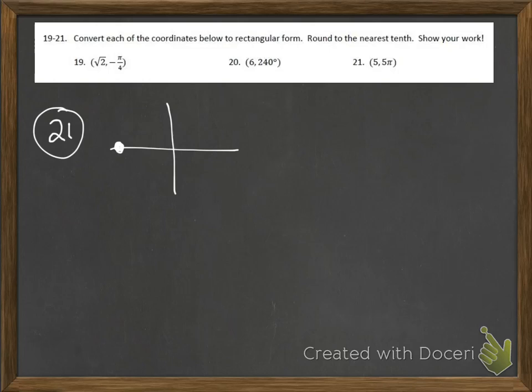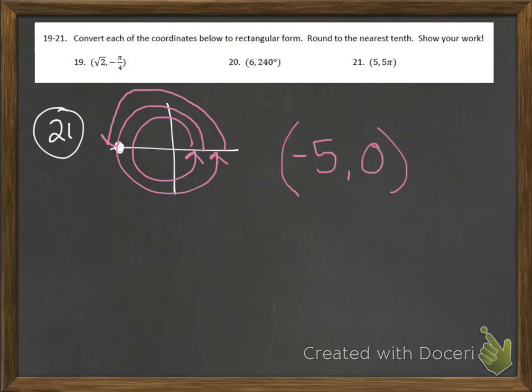And finally on 21, going 5 pi just means that you're going the distance of pi 5 times. You can also think of it as going a full revolution of 2 pi, and then another revolution of 2 pi, which would be 4 pi, and then half a revolution, which takes you to 5 pi. And so that actually puts our point on the negative x-axis, and so we don't need to do any calculating to figure out where that point should be. Our radius was 5, and we know it's on the negative x-axis, so it needs to be negative 5, and we're not going up or down at all, so our y value for that will be 0.